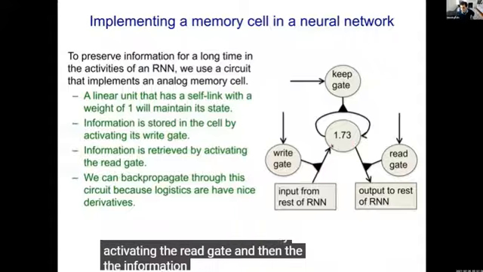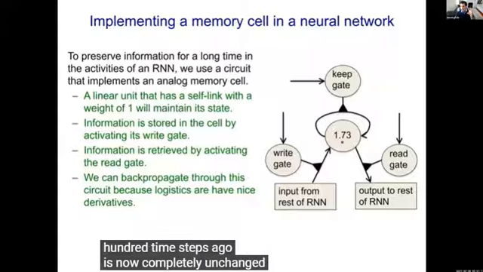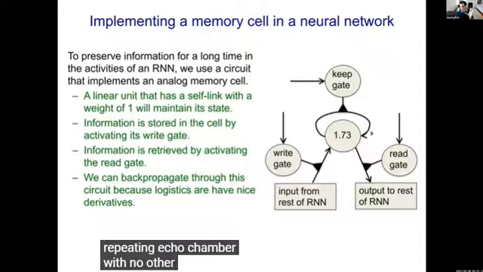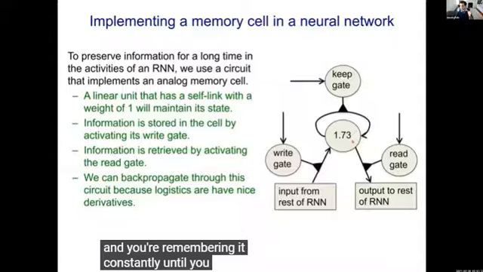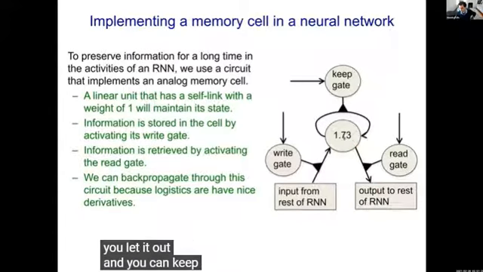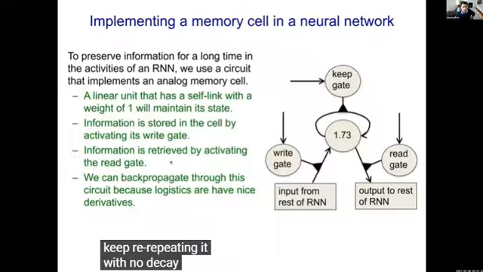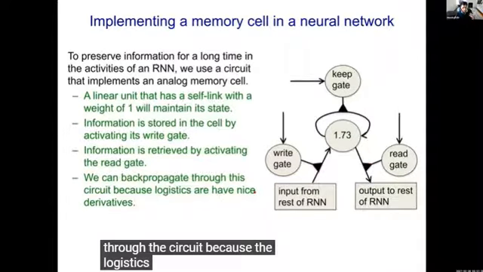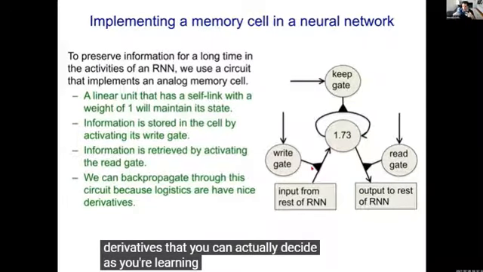And then the information that you remembered 100 time steps ago is now completely unchanged because it's been maintained in this sort of repeating echo chamber with no other inputs. It's a closed box and you're remembering it constantly until you need it and then you let it out. And you can keep erasing it or you can keep repeating it with no decay. And you can backpropagate through the circuit because the logistics have these very nice derivatives that you can actually use as you're learning through the network.